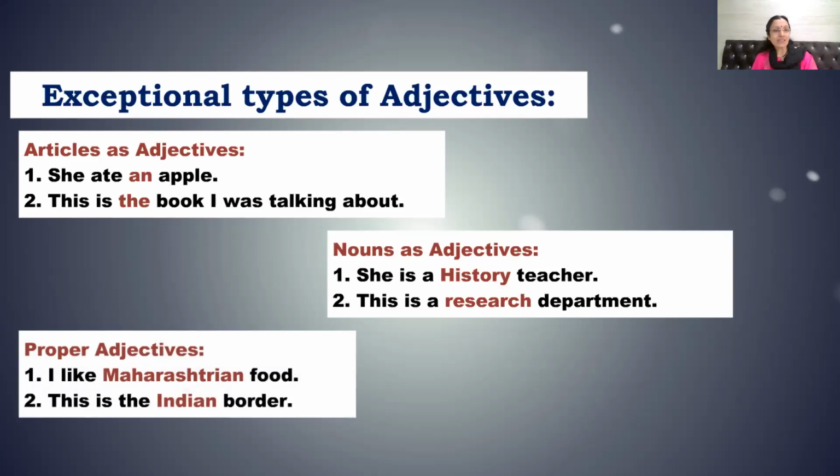Okay. Proper adjectives. I like Maharashtrian food. These are proper nouns, but proper adjectives. I like Maharashtrian food. So Maharashtrian is an adjective. That of course we know, I think, but they are called proper adjectives. People may get confused and write proper noun. Correct? Maharashtrian, you would write it as proper noun, but it is an adjective. This is the Indian border. India is a proper noun, but Indian border, Indian is an adjective. Clear?